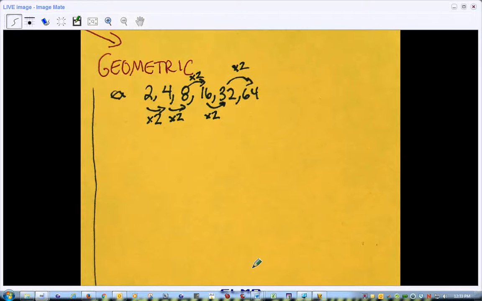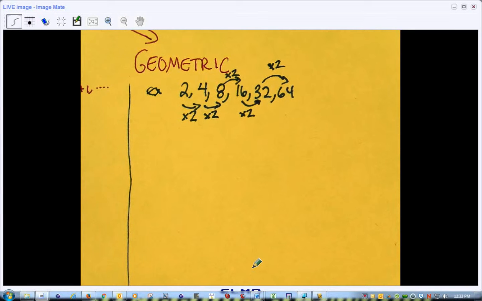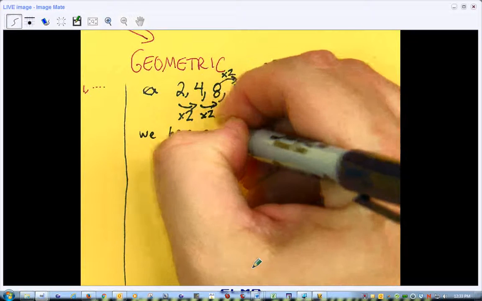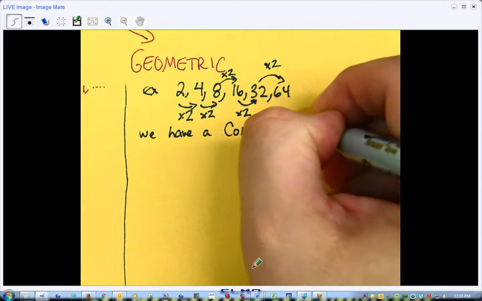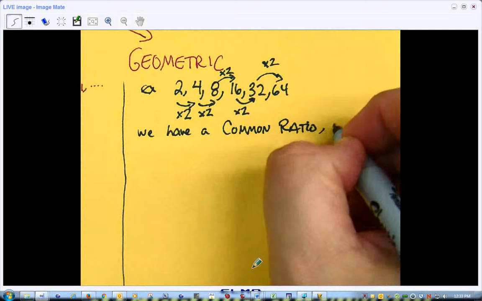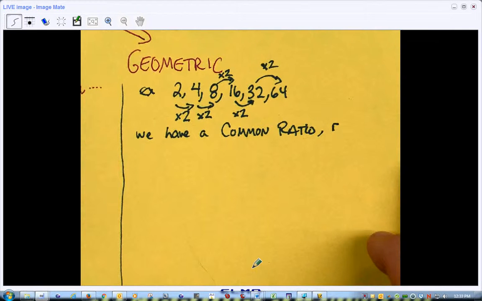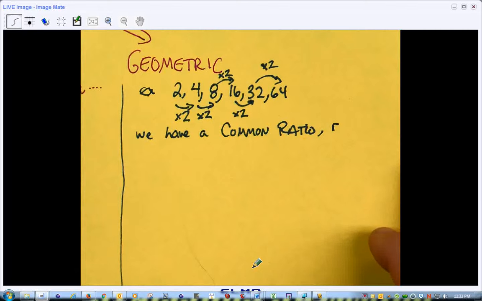So we have a common ratio, which we call R, because mathematicians show, like D is a difference. When we simplify things, we try to make it at least look close to what we have going on here.